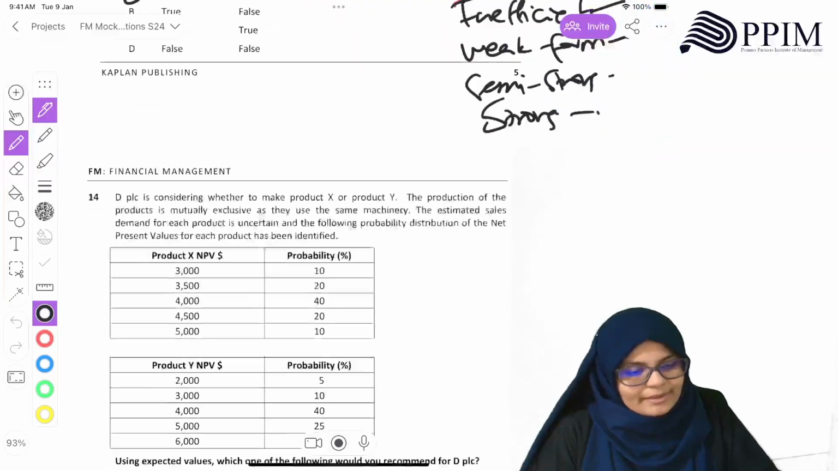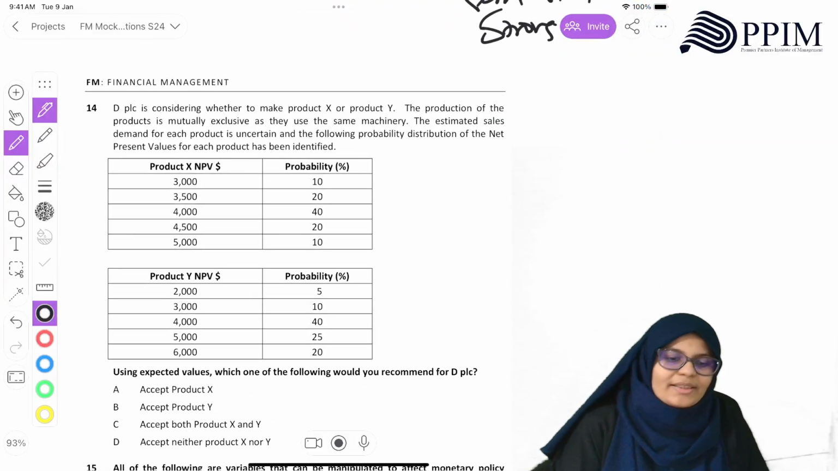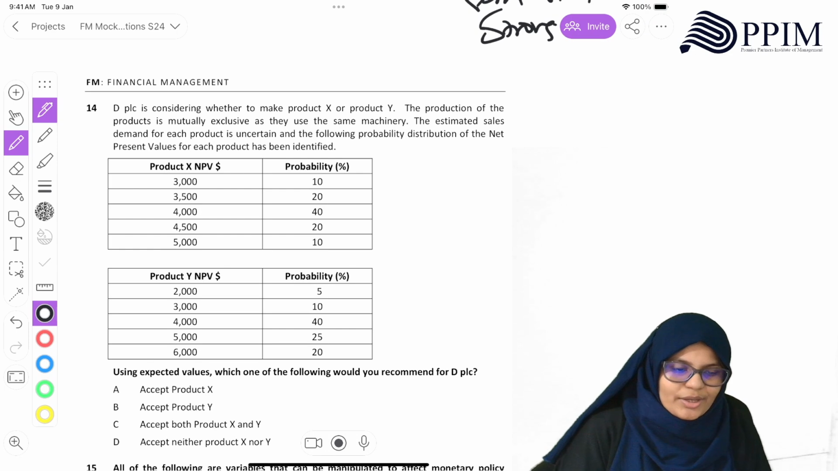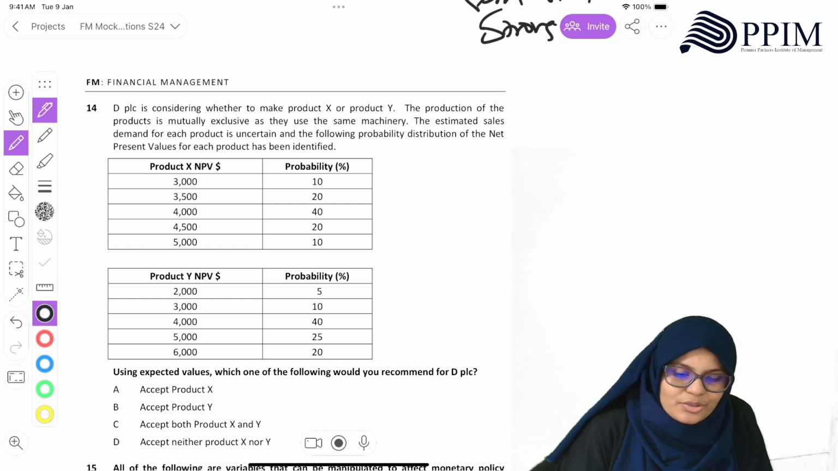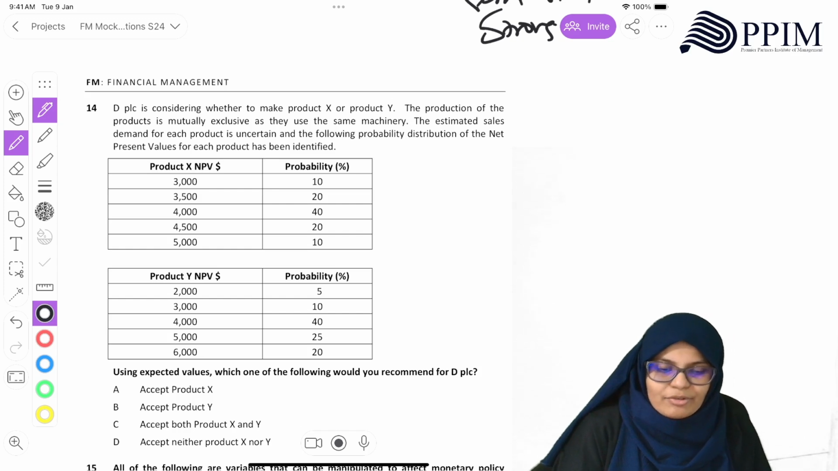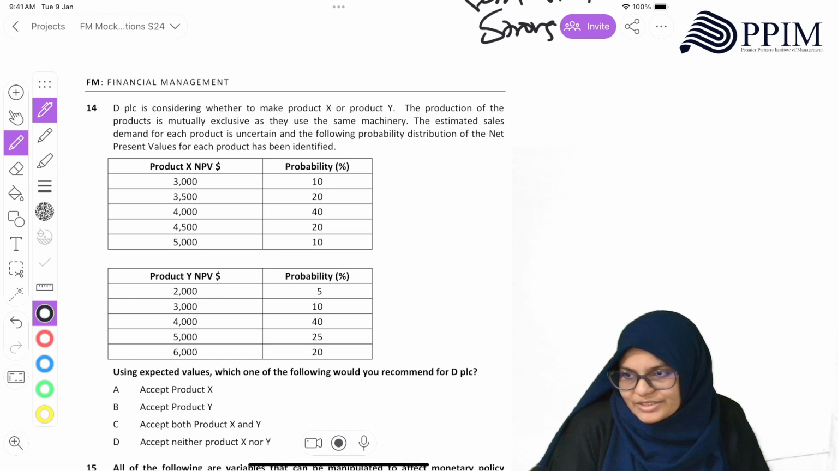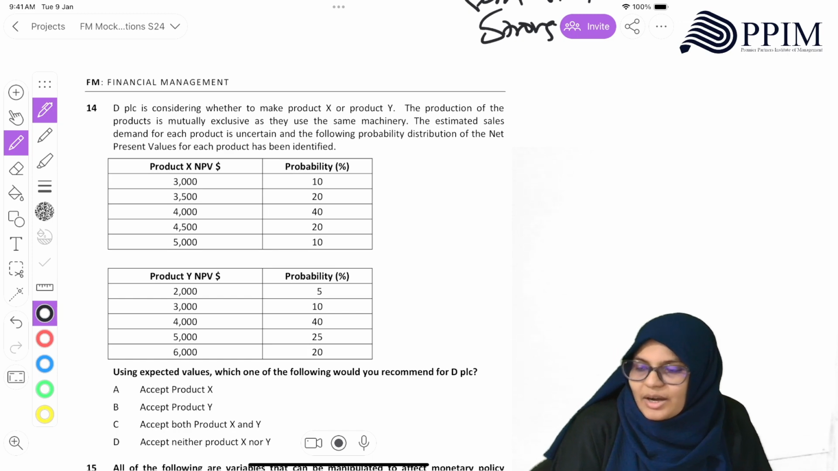So that will be A there. So 14th is to do with expected values. Okay, you can try it and see if you can get the answer. It's saying using expected values, which one of the following would you recommend for DPLC? So you should first of all get the expected value. After that we can decide which one is the better project or product in this case.